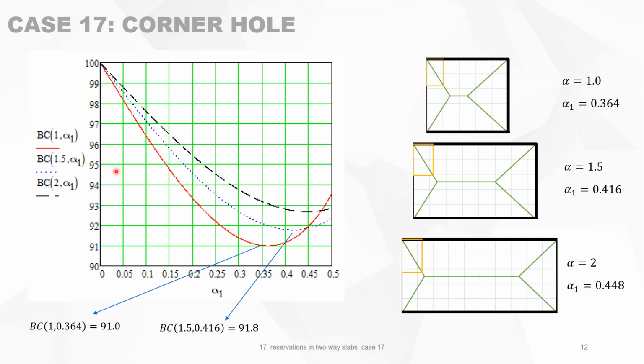And then last but not least, we have alpha equals 2, and then we have also the maximum, which is this value. So you see that the maximum occurs with a different alpha 1, and this maximum depends on alpha. You can see that this is varying.